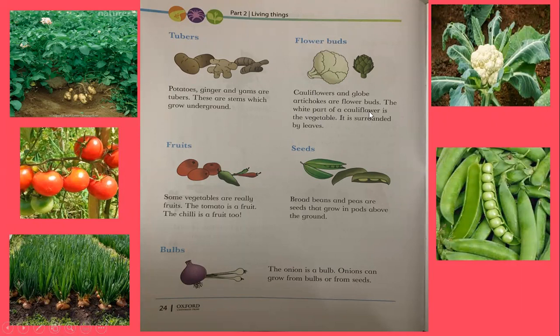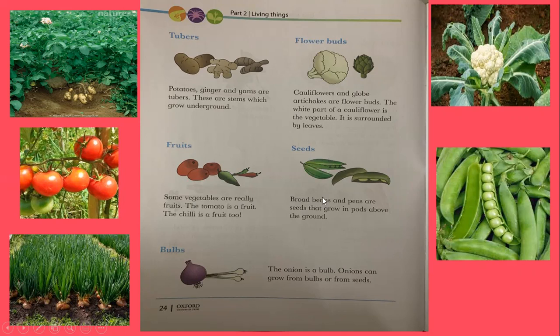The white part of a cauliflower is the vegetable. This white part is surrounded by leaves. Look, this is cauliflower, and it is the part of a plant which we call flower buds. Okay, understand? Now then we have seeds.